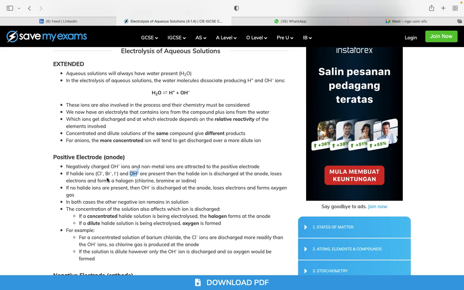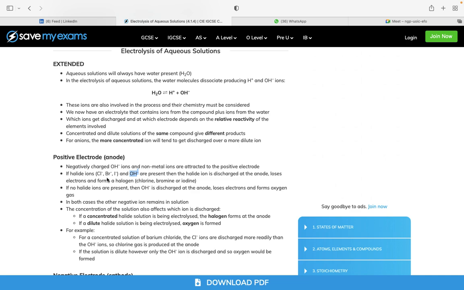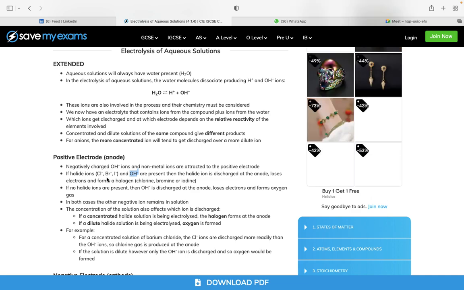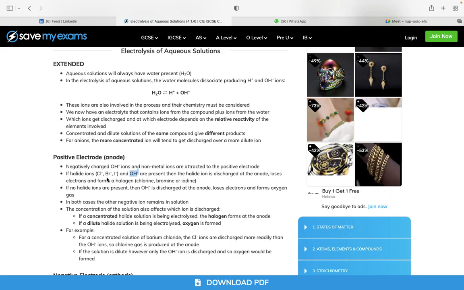So the halides will be discharged at the anode, they will lose electrons and they will form a halogen. If it's chlorine ion, it will form chlorine gas. If it's bromine ion, it will form bromine gas, when they lose electrons at the anode. If it's iodine ion, it will form iodine.